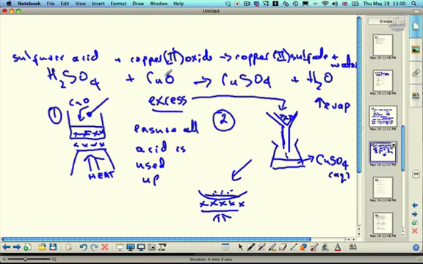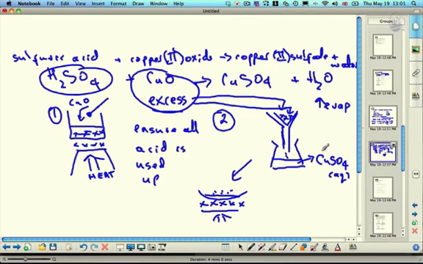But to do this, you must make sure that all of this is used up by reacting it with excess of this. However, you can easily remove the excess by filtering. Got it? Cool. That's the same process for anything which is insoluble but will react with the acid.